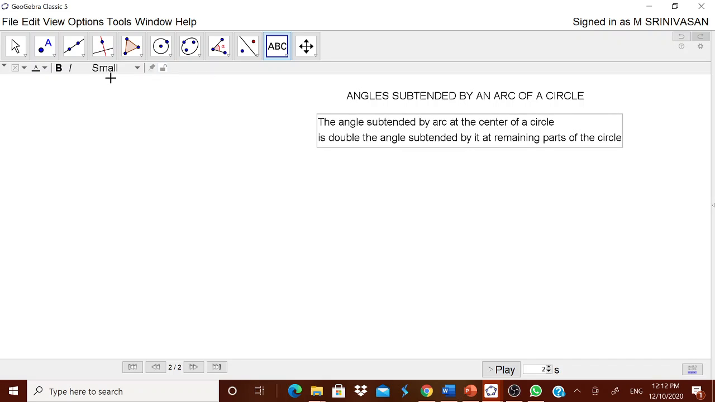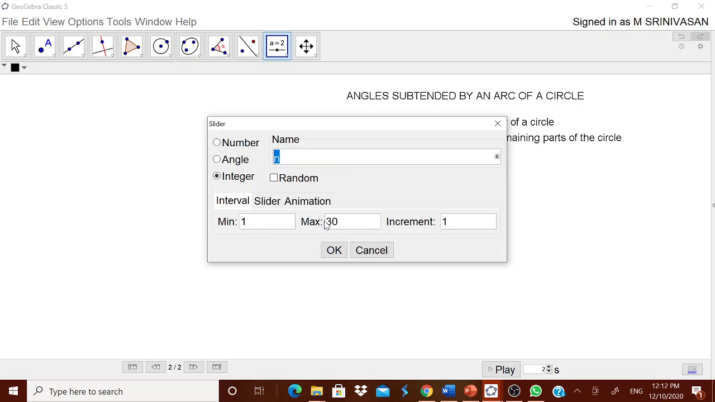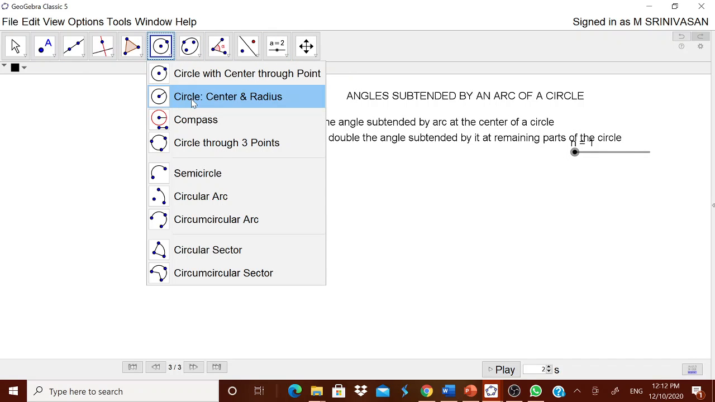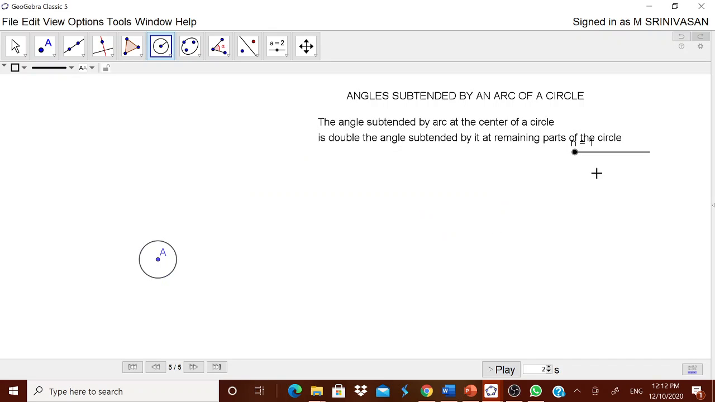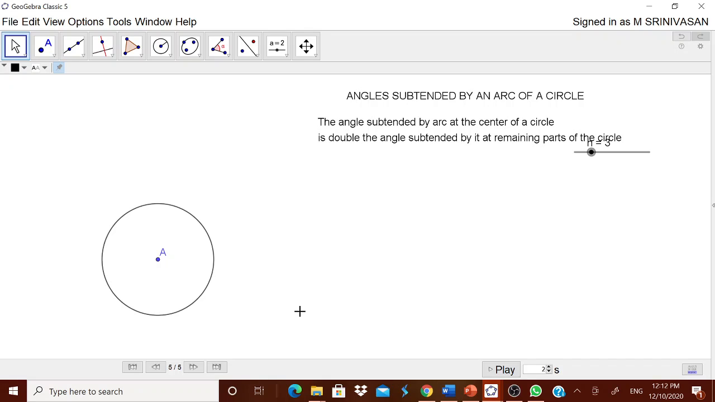Now the circle can be a single one, but if you want to have different circles, you can go to the slider and have a slider for the radius of the circle, and I have taken integer. You can take a number and have any increment as per your convenience. Now I am going for one circle with the center, and I will take small n as the radius, so that when I move this I will get different big circles, so that the child can understand what will happen when I have different circles of different radii.